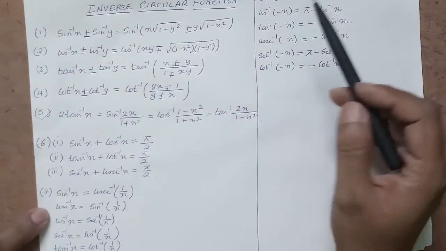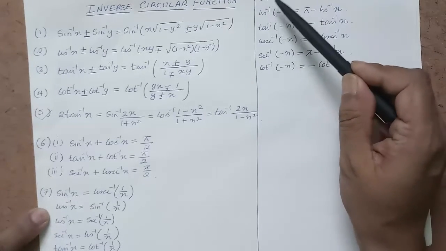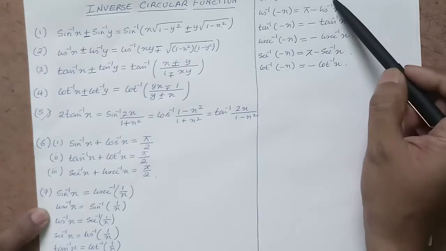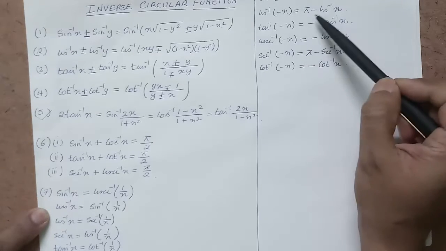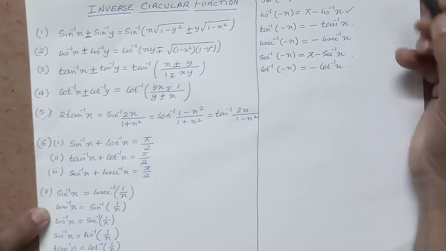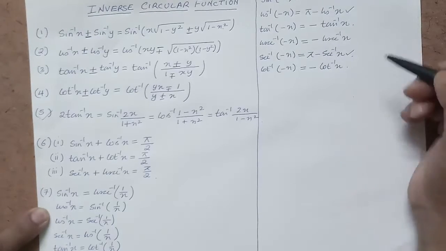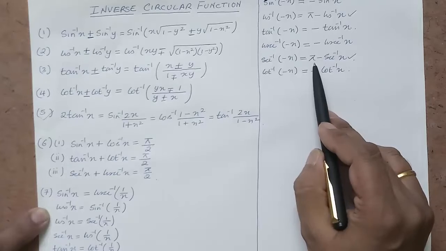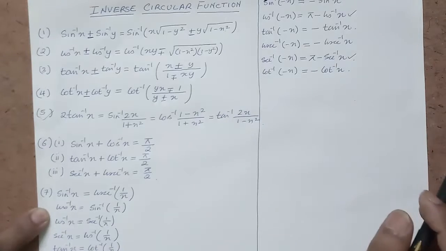Now the next is property number 8. Sine inverse of minus x is minus sine inverse x. Cos inverse of minus x is pi minus cos inverse x. You just remember these two. In case of negative value of cos and sec, you just have to add pi. Remaining quantities will be negative.